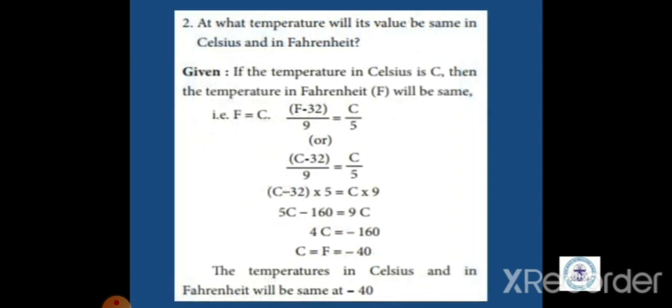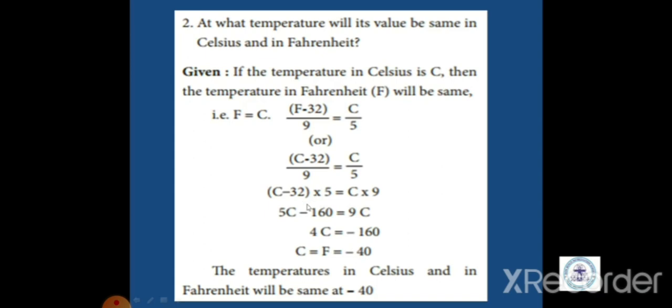Now next we will see one more problem. If the temperature in Celsius is C, then the temperature in Fahrenheit will be the same. That is, F is equal to C. (F minus 32) by 9 is equal to C by 5, or (C minus 32) by 9 is equal to C by 5. By cross multiplying, we get (C minus 32) into 5 is equal to C into 9.